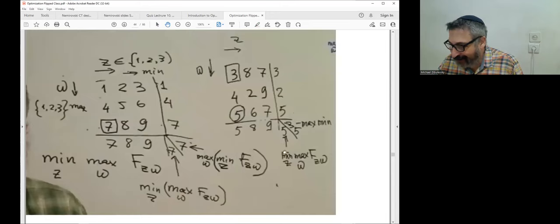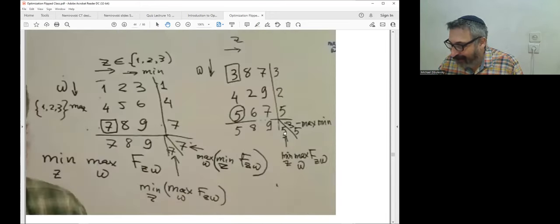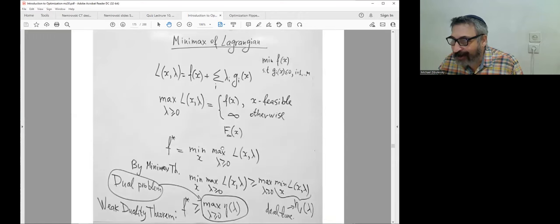And okay. Yes, and the repaired example here. Okay. So now we are back. Now we are back to our lecture and back to Lagrangian. So we used the saddle point theorem to develop Lagrangian duality.